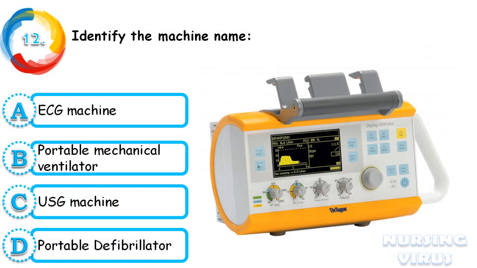And 12th image, identify the machine name. Options are ECG machine, portable mechanical ventilator, USG machine, and portable defibrillator. So the given image is a portable mechanical ventilator. This kind of ventilator is easy to carry anywhere during an emergency condition.